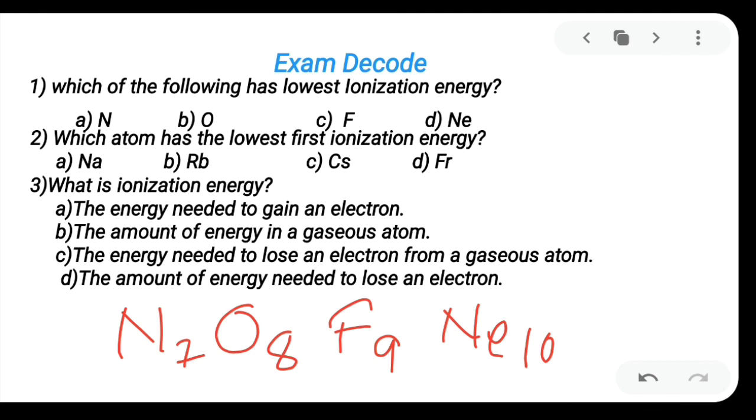So the ionization energy of neon should be the highest and that of nitrogen should be the lowest. But there is an exception. Oxygen will have the lowest ionization energy, because the ionization energy of nitrogen is greater than that of oxygen due to its stable electronic configuration. Hence nitrogen's ionization energy is greater than that of oxygen, and oxygen has the lowest ionization energy. So what is the correct answer? The correct answer is oxygen.